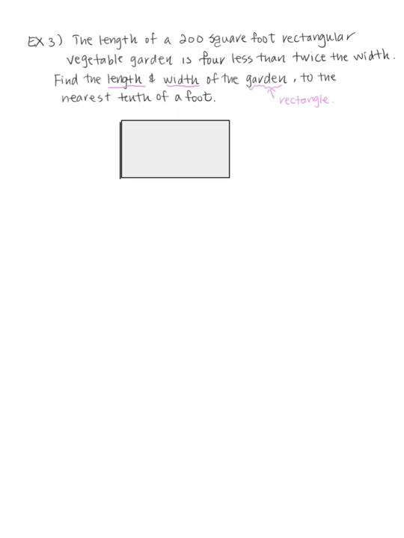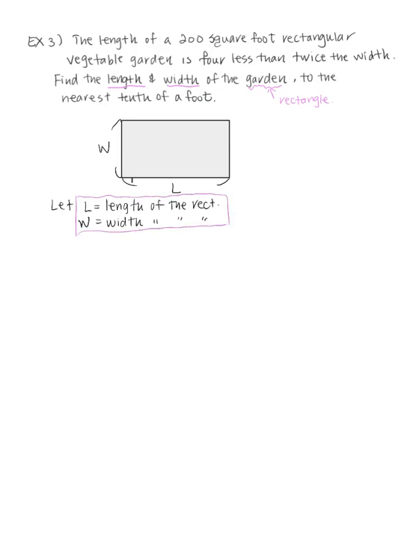So here is the picture of the rectangular vegetable garden, just a rectangle. Since we're looking for length and width, it doesn't matter which one you call which, but let me call this one the length. Length is denoted by L, and width I'm going to denote by W. So let L be the length of the rectangle, and W the width of the rectangle. What we want is L and W, so I'm going to box what we want, and let's reread the problem.